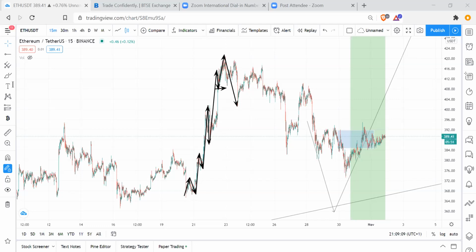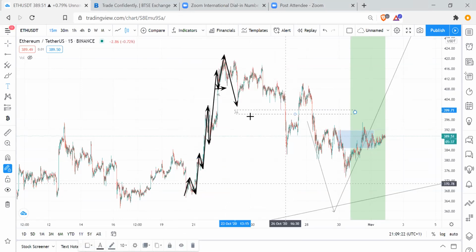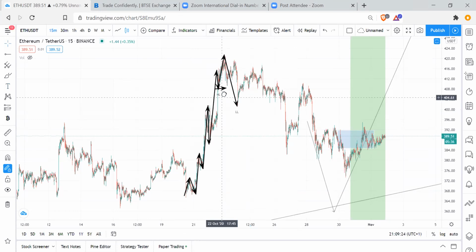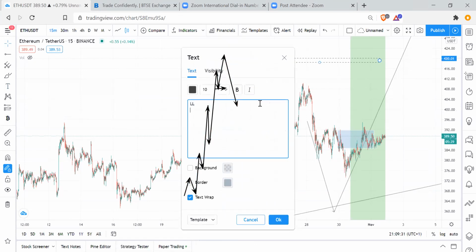So let me write that real quick. So this over here is a higher low. The higher low is broken. Now what do we have next? A lower low because it's lower than the previous low. You get that? So what do we have after a lower low? You should have a lower high. And that's over here. A lower high.